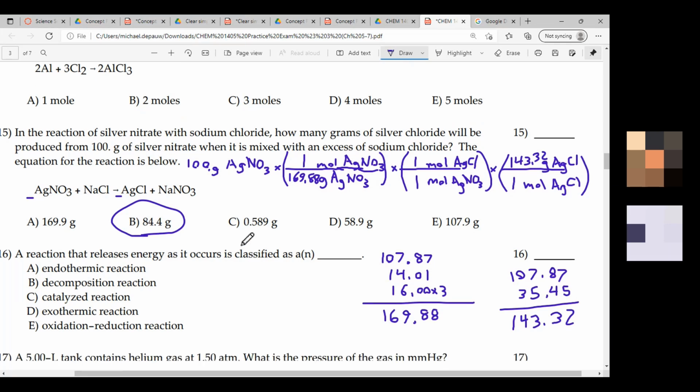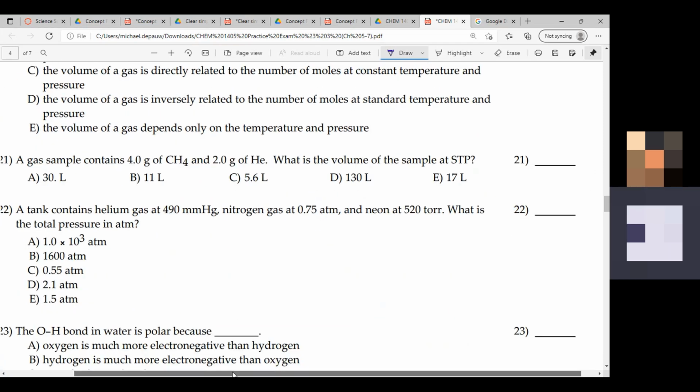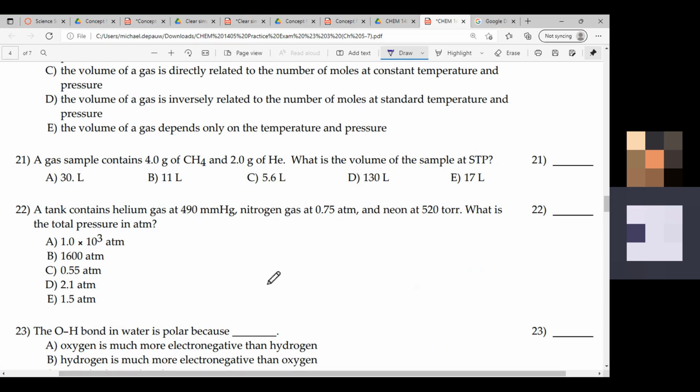21. All right. All right. So the gas sample contains 4 grams of CH4 and 2 grams of He. What is the volume of the sample at STP?